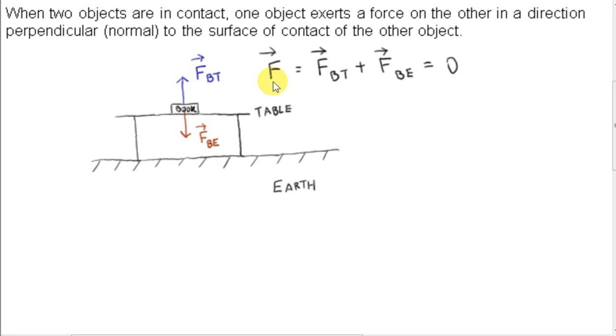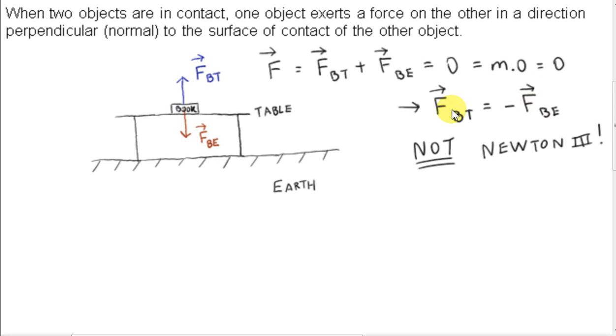So here's the resultant force F acting on the book. We just get the vector sum of these two forces acting on the book. That must be zero because by Newton's second law, the resultant force on any object is the mass of the object times the acceleration of the object. But since the book is at rest, the acceleration is zero, so the resultant force is zero. So FBT is equal in magnitude but opposite in direction to FBE.